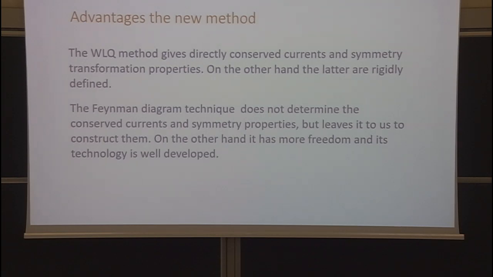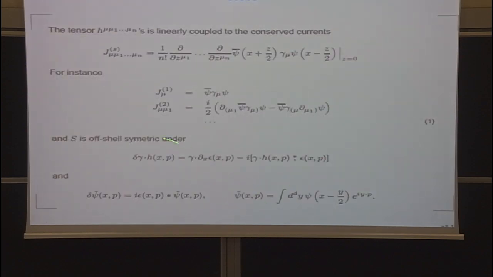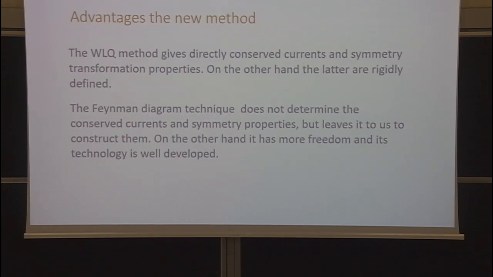The advantage of this new method is that the Worldline quantization method gives directly the conserved currents. You don't have to create them, they are already there, offered by the formalism, and especially the symmetry transformations are there. You know already that the model that will come out by integrating out the spinor field will be invariant under these transformations, modulo, of course, anomalies that can be there.